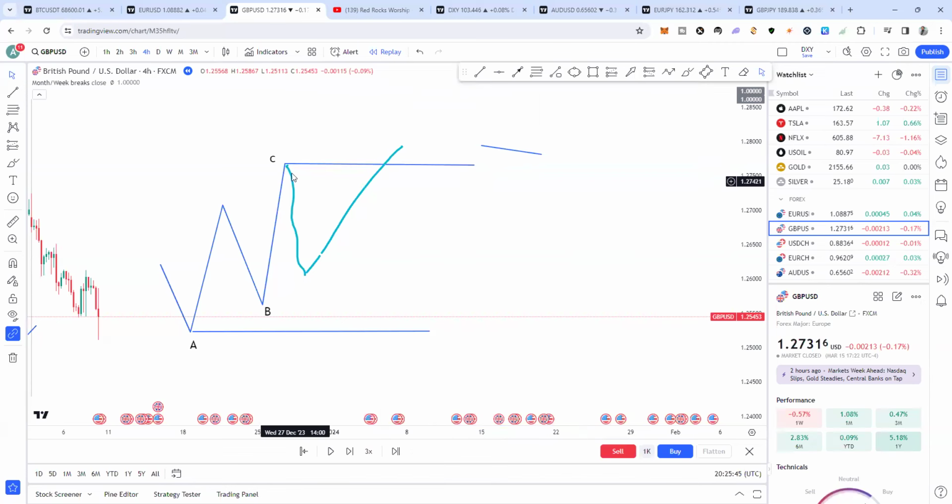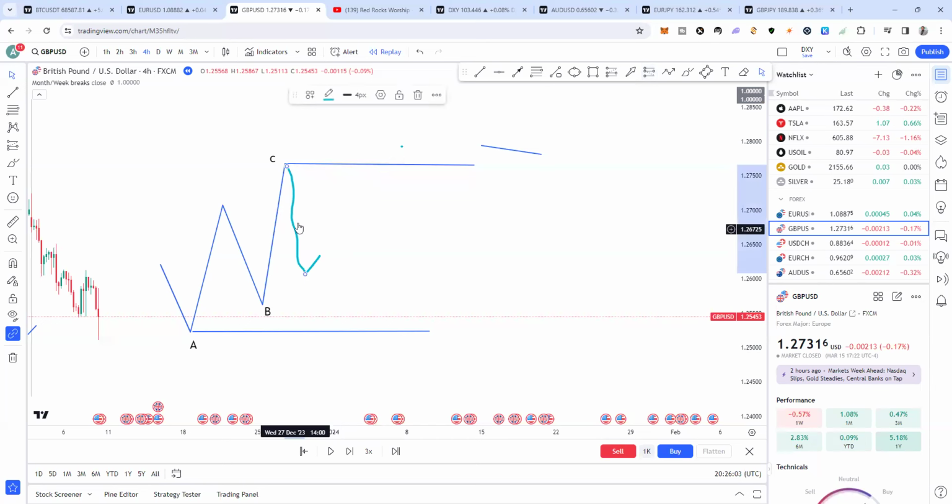We're expecting price to what? Come down to this new low. Don't forget, this is our higher low. This is our previous higher low. This is our new higher low. We are expecting price to travel down to point B before continuation. All right.